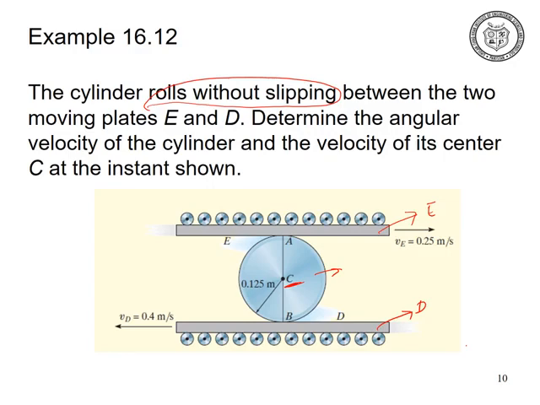The velocity of the plate E is given as 0.25 meter per second, and the velocity of the plate D is 0.4 meter per second. It is given that this cylinder rolls without slipping. This means that the point A, which is in contact with the plate E, and the point B, which is in contact with the plate D, have the same velocities as plate E and plate D. This means that point A has a velocity of 0.25 and point B has a velocity of 0.4 meter per second as this cylinder rolls without slipping.